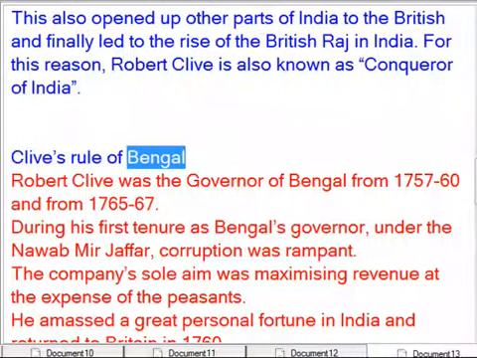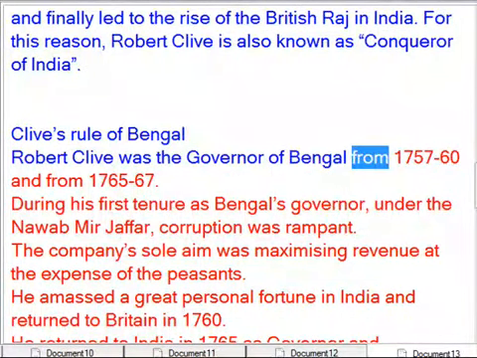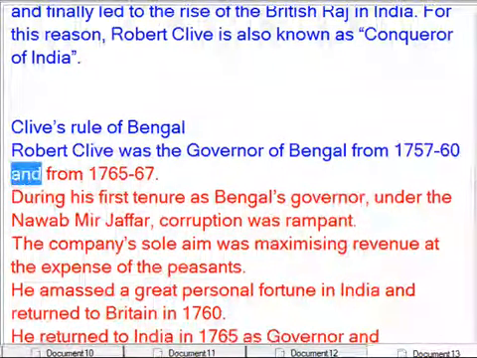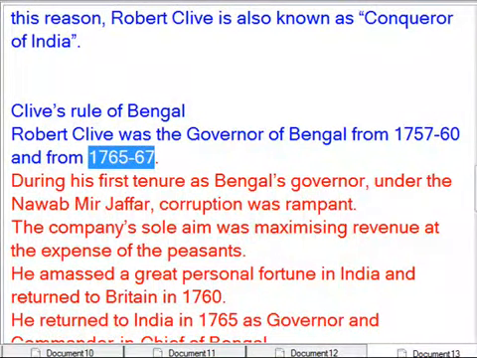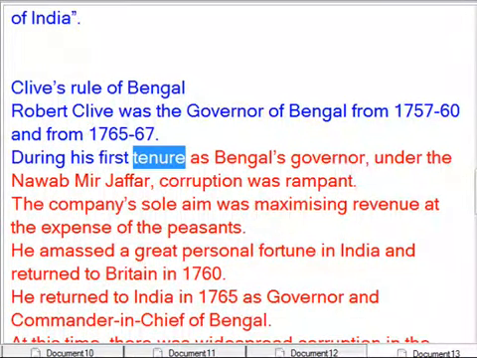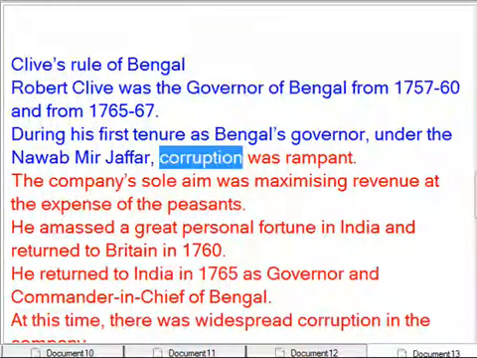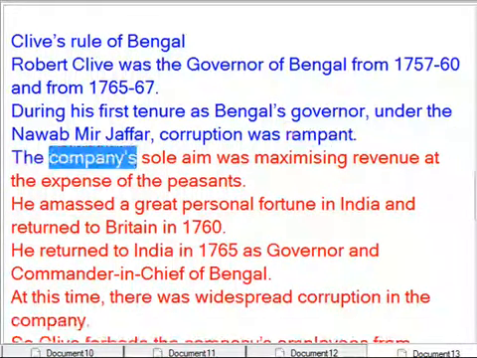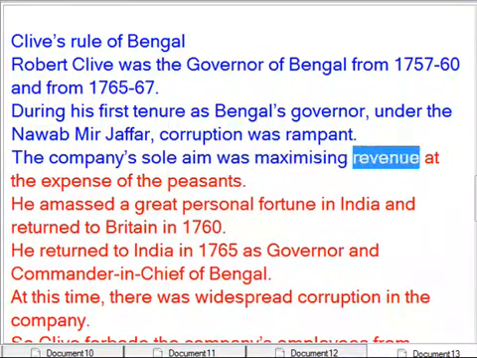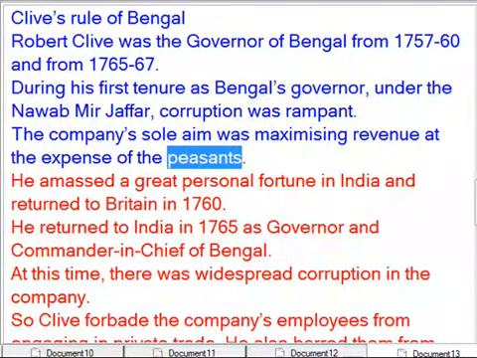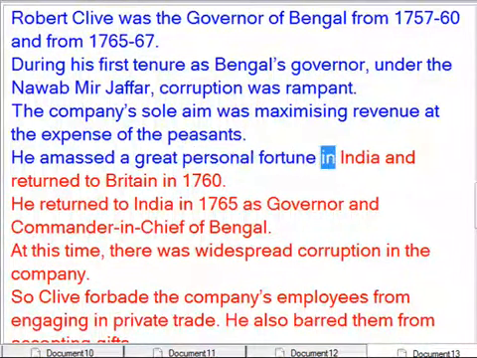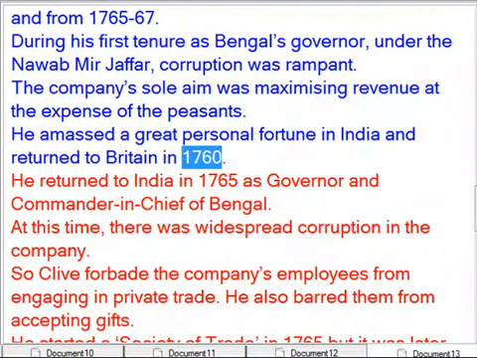Clive's rule of Bengal. Robert Clive was the governor of Bengal from 1757 to 1760 and from 1765 to 1767. During his first tenure as Bengal's governor, under the Nawab Mir Jafar, corruption was rampant. The company's sole aim was maximizing revenue at the expense of the peasants. He amassed a great personal fortune in India and returned to Britain in 1760.